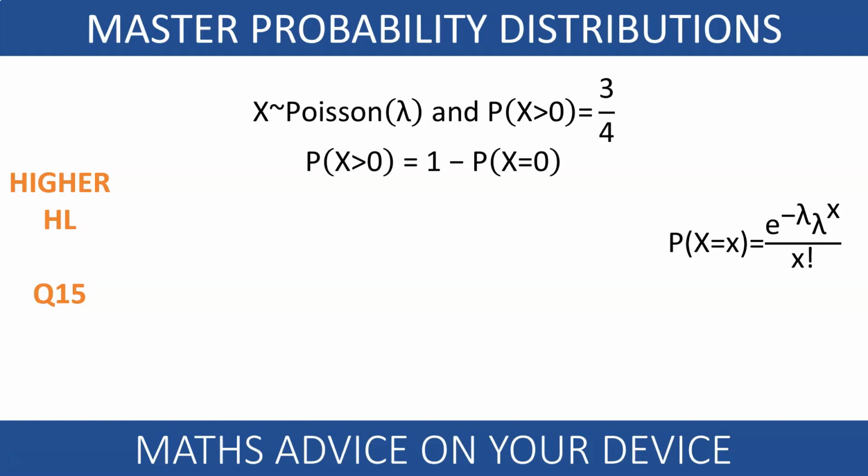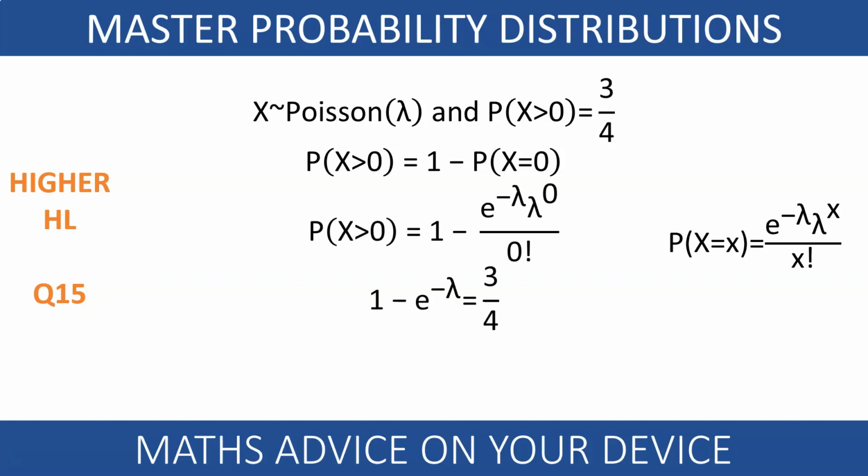The chance of taking a value bigger than 0 equals 1 minus the chance of taking a value of 0. True, because it either takes a value of 0 or bigger than 0, so they both add up to 1, the whole range of possibilities. Now, substituting x equals 0 into the formula leads to the equation. How? Well, any number to the power of 0 is 1, and 0 factorial is 1.